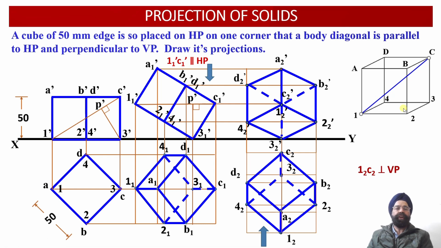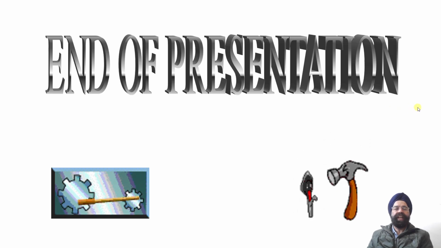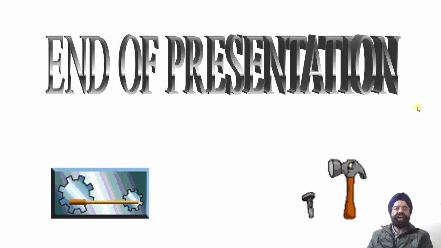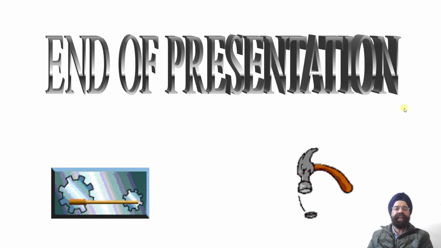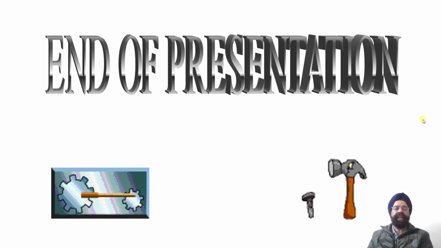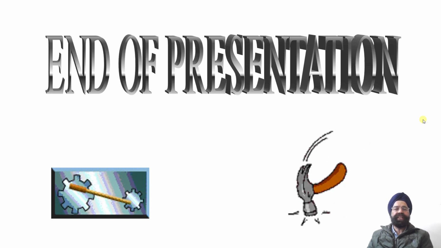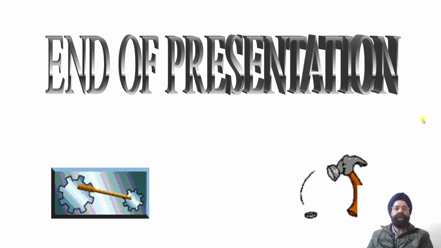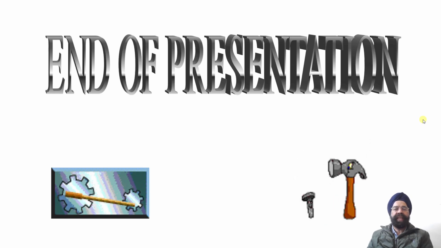So this is all for today. I hope that through this discussion you would have understood the procedure to evaluate the orthographic front view and the top view projections of an oblique solid when the orientation of the solid with respect to the horizontal plane as well as the vertical plane have been provided to us. We will be continuing with further discussion regarding a few more illustrative cases of projections of solids in the coming lectures.